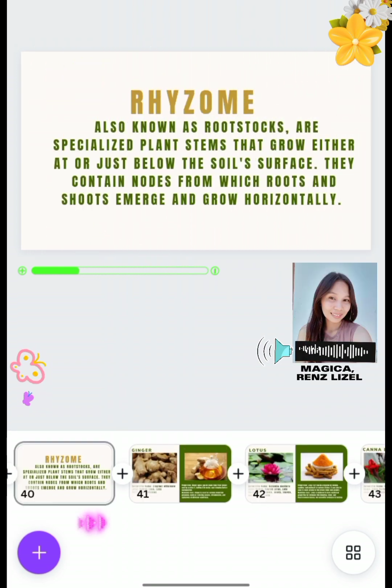Another classification of medicinal plants are rhizomes. Rhizomes are also known as rootstocks. They are specialized plant stems that grow either at or just below the soil surface. They contain nodes from which roots and shoots emerge and grow horizontally.